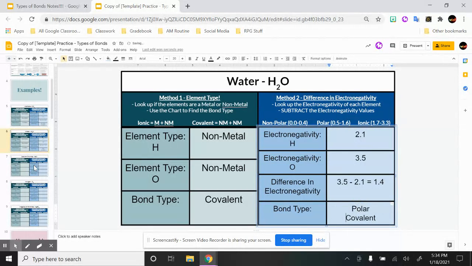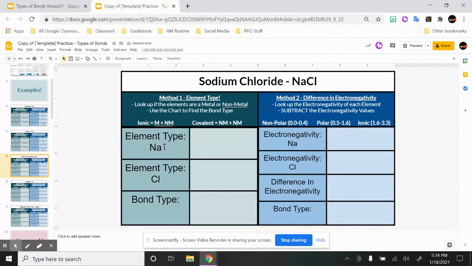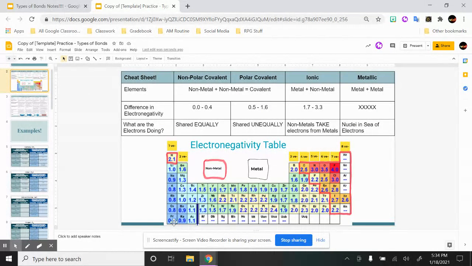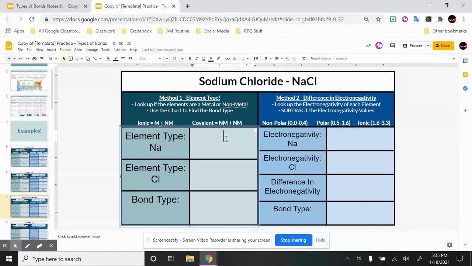Okay, let's try another one. So I have Na and Cl. First let me look up what types of elements they are. Na is a metal. It does not have that red outline in that section. Chlorine is a non-metal, so I'm going to type that in. I have a metal and a non-metal. So metal plus a non-metal is going to be ionic.